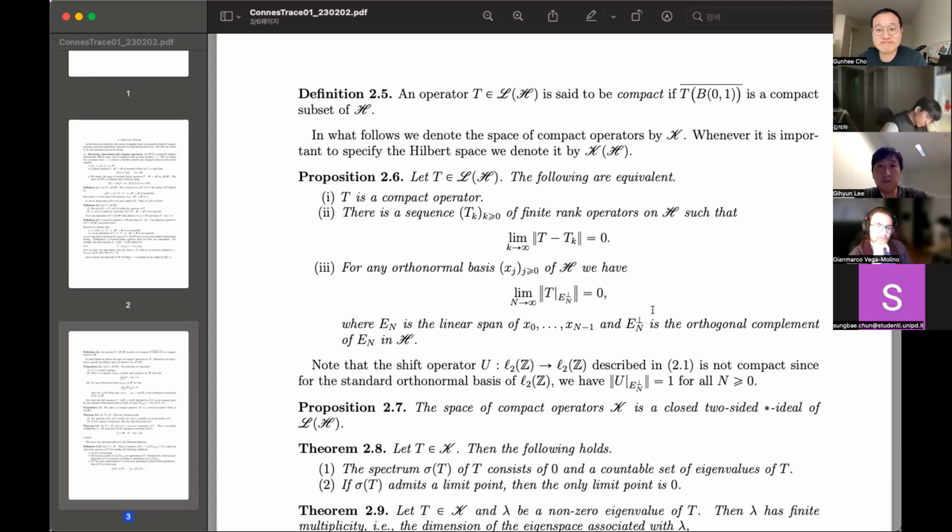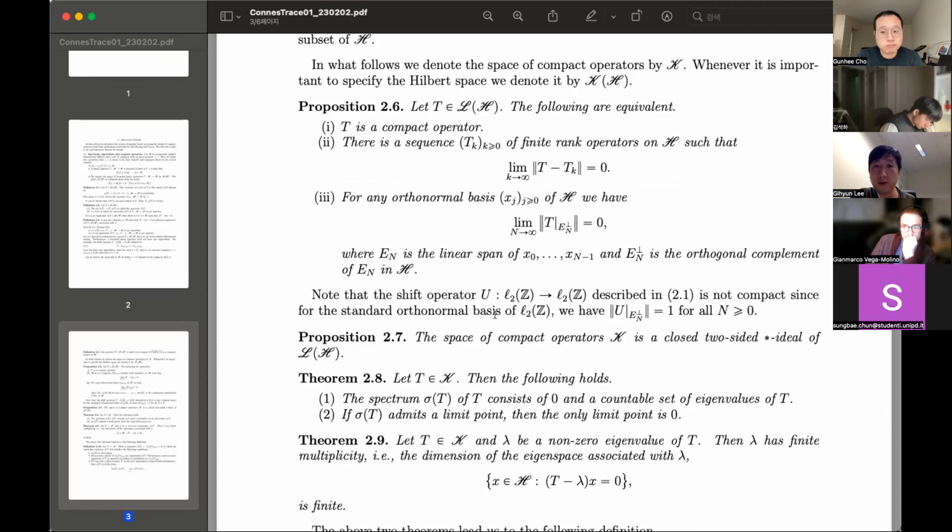In the case of the compact operator, it can be approximated by a sequence of finite rank operators, which means that if we forget some information on some finite-dimensional subspace of the given Hilbert space, then on the remaining orthogonal complement part, we can make the operator norm of T as small as one desires.